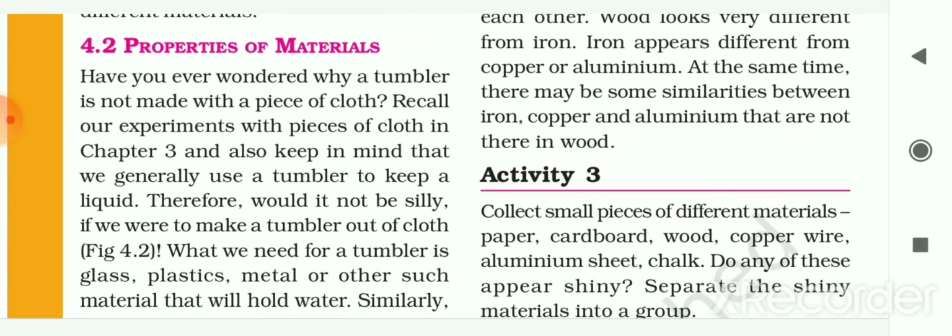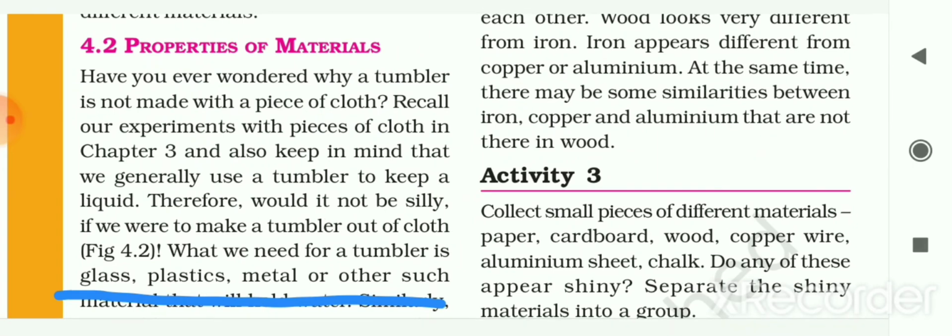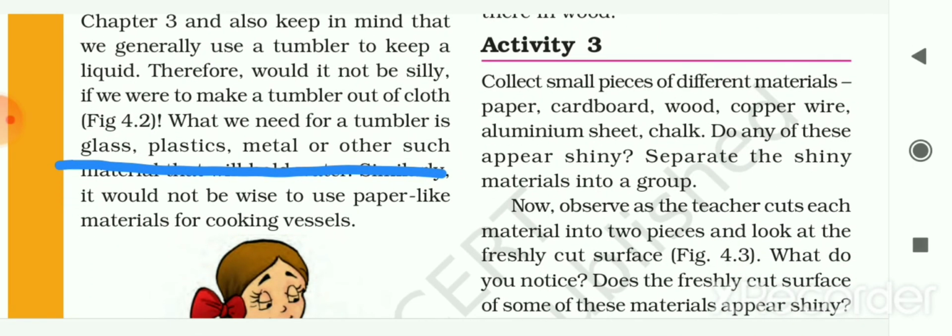Have you ever wondered why a tumbler is not made with a piece of cloth? Recall our experiment with a piece of cloth in chapter 3, and also keep in mind that we generally use a tumbler to keep a liquid. In that experiment we had seen that the fabric or cloth is made up of threads that can be pulled out. So the tumbler is made from plastic, and we are not using a tumbler made from cloth to store or keep a liquid.